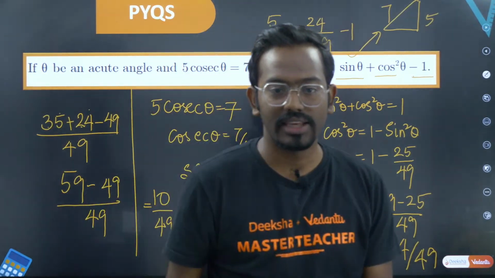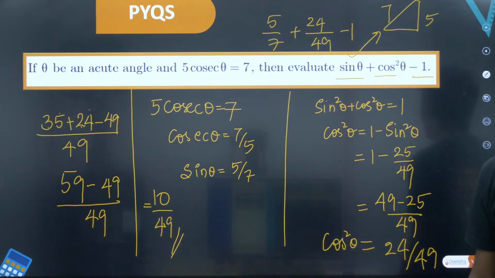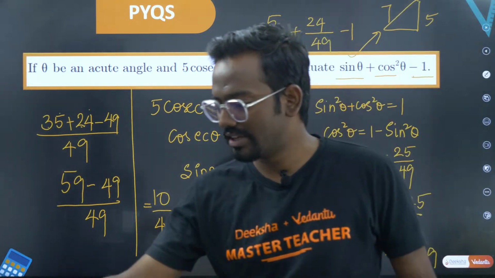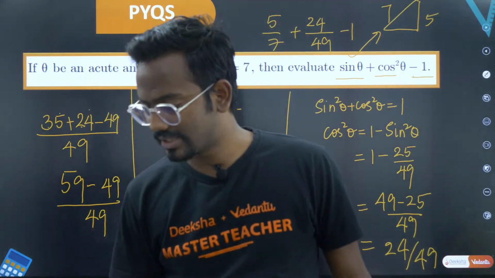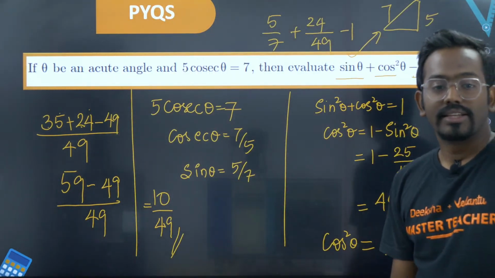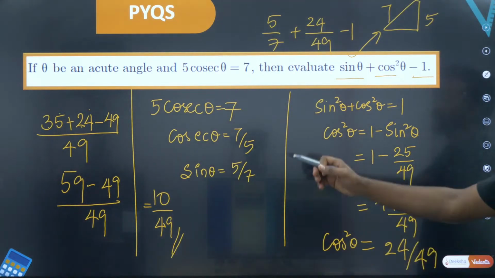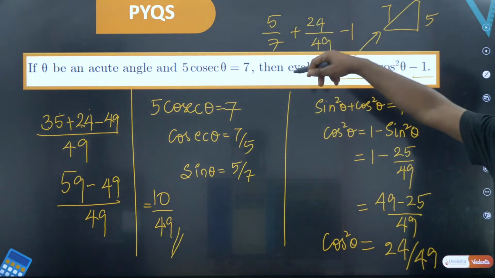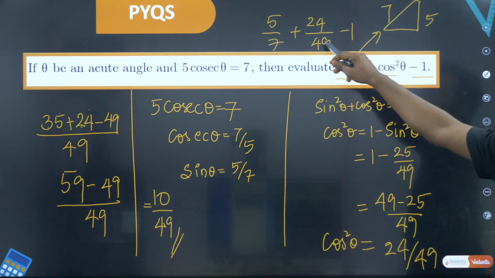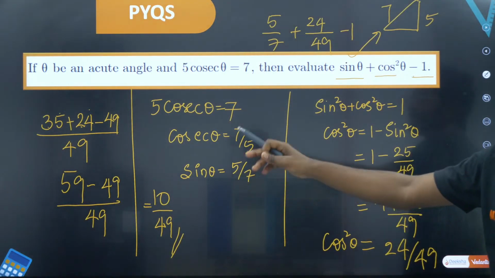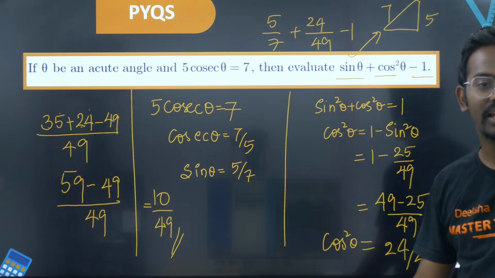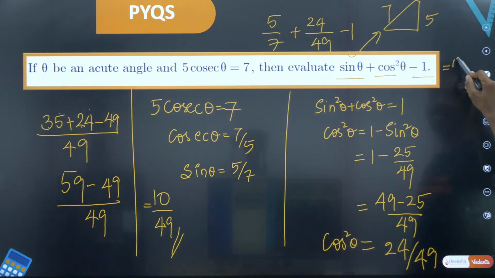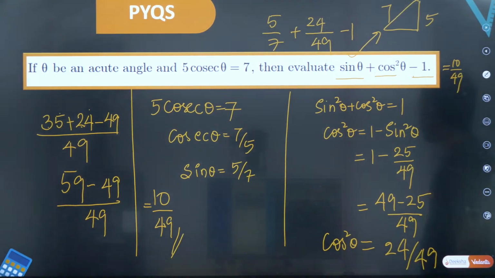Hope this is clear. Yes, everybody? I want answers from each and everybody. So this is what the final answer looks like. Sin theta plus cos square theta minus 1 will end you up with 5 by 7 plus 24 by 49 minus 1. If you simplify, you will end up with 10 by 49 as the final answer. Hope this is clear. Let's take up the next question.